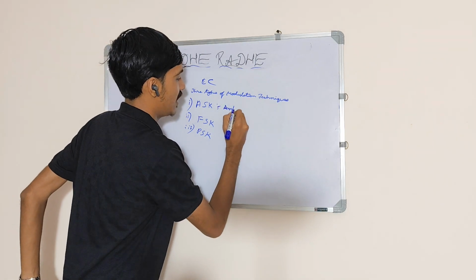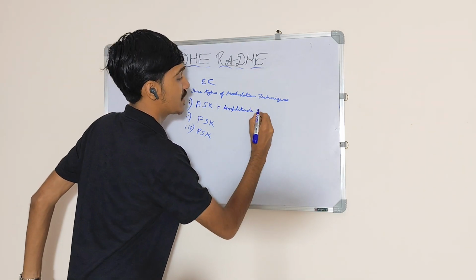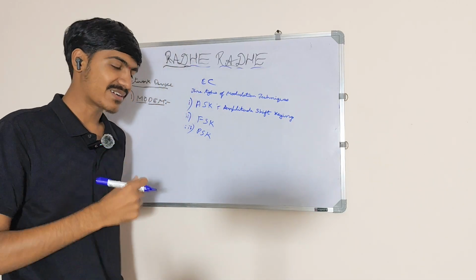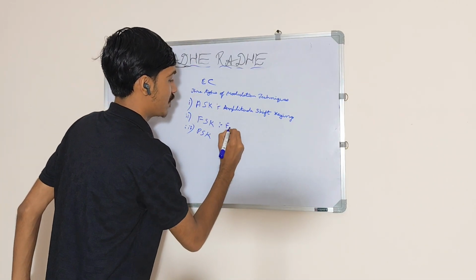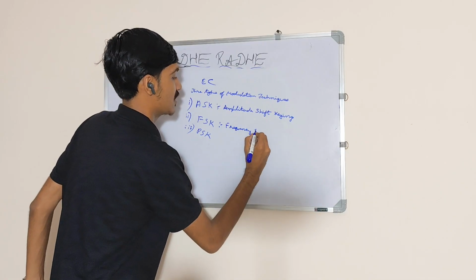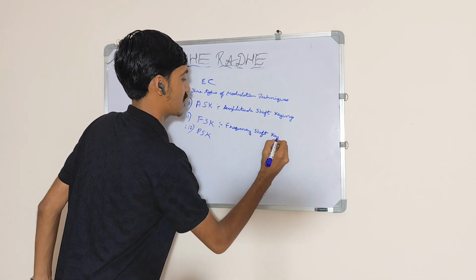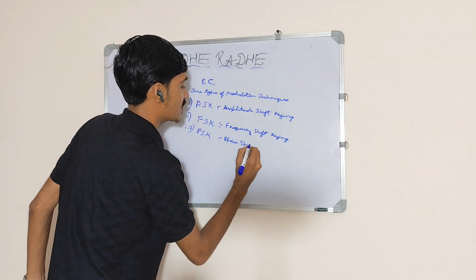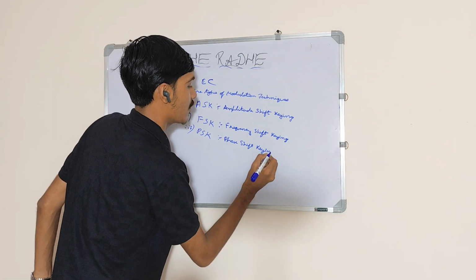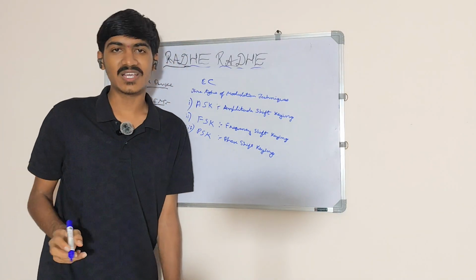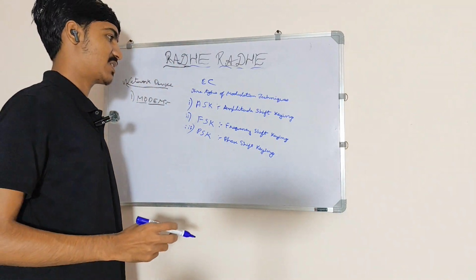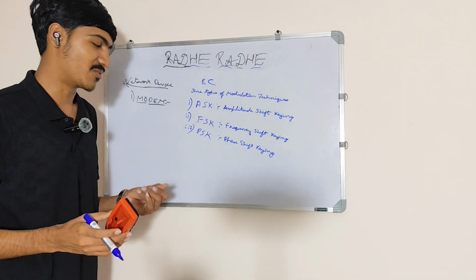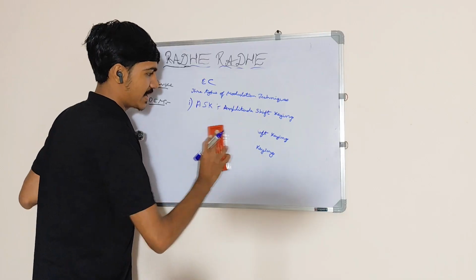The first one is amplitude shift keying. The second one is frequency shift keying. The third one is phase shift keying. These are the three modulation techniques which are used today. Now, how are these being used? Let me come to ASK.